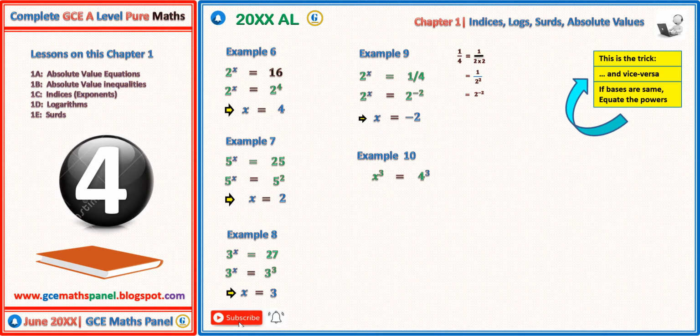Example 10, if you look, you see that the powers are the same. So what we need to do here is to equate the bases, and that gives us a value of x equals 4. Example 11, we can express this x to the power minus 1 as 1 over x from the law of exponents. And when we solve, the value of x will be 1 on 3.